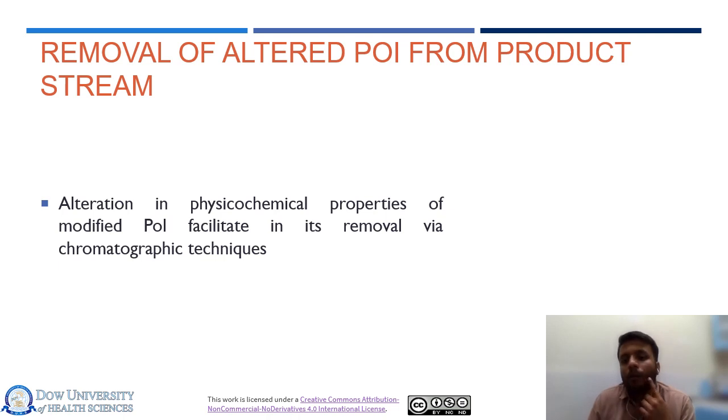the property. For example, if the modified protein of interest has a different charge than the other impurities in the product stream, we can use ion exchange chromatography to separate the product of interest from the impurities based on the charge differences. And if the modified product of interest has a different size or hydrophobicity than the impurities, then size exclusion chromatography or hydrophobic interaction chromatography can be used to separate those proteins.